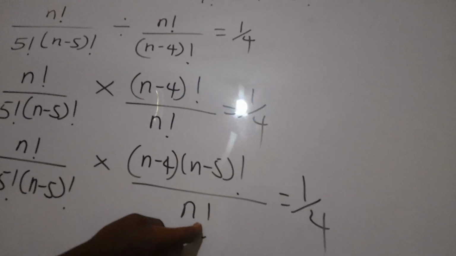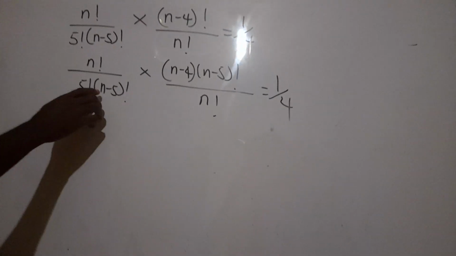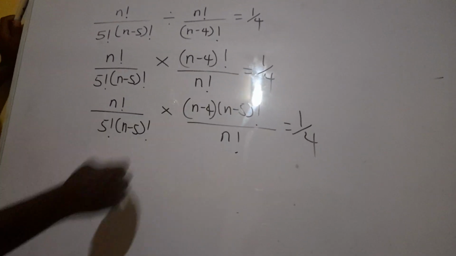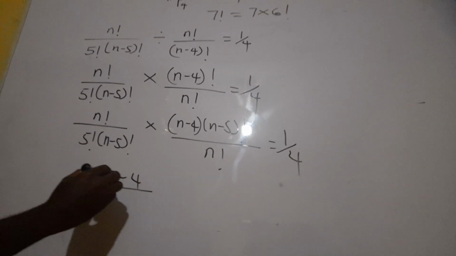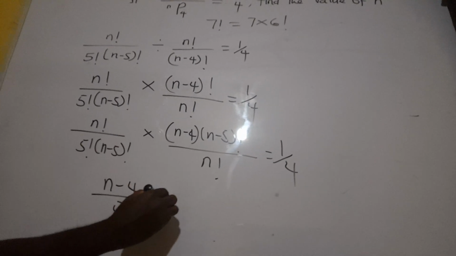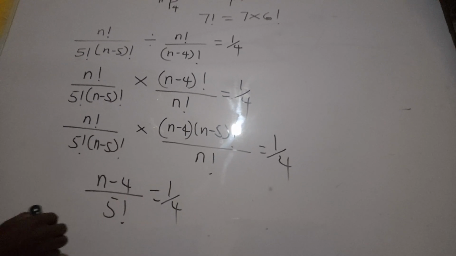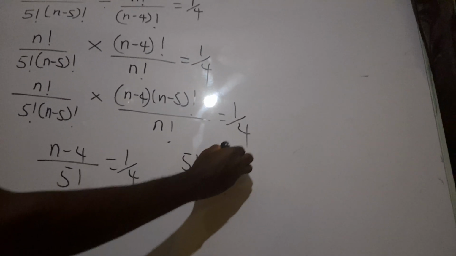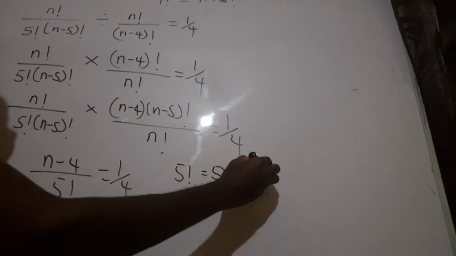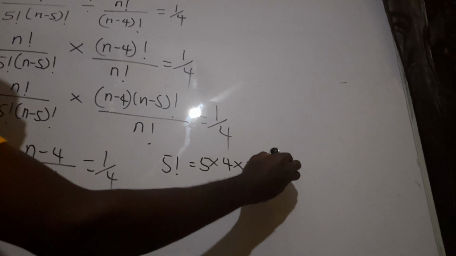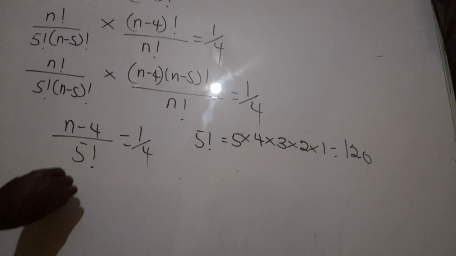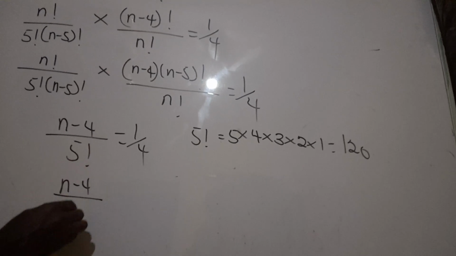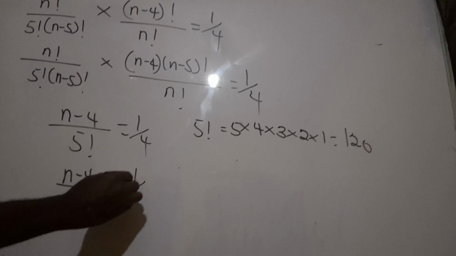So you can see that this n factorial will divide this n factorial. Then (n minus 5) factorial will divide (n minus 5) factorial. Then our numerator will be n minus 4 over 5 factorial, and that will be equal to 1/4. Remember, 5 factorial is equal to 5 times 4 times 3 times 2 times 1, and that will give us 120. Then we can say this is (n minus 4) over 120 equal to 1/4.